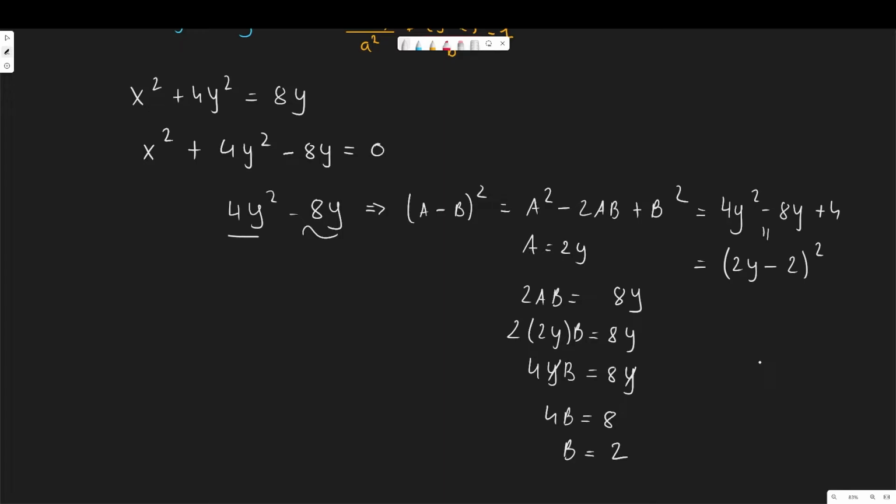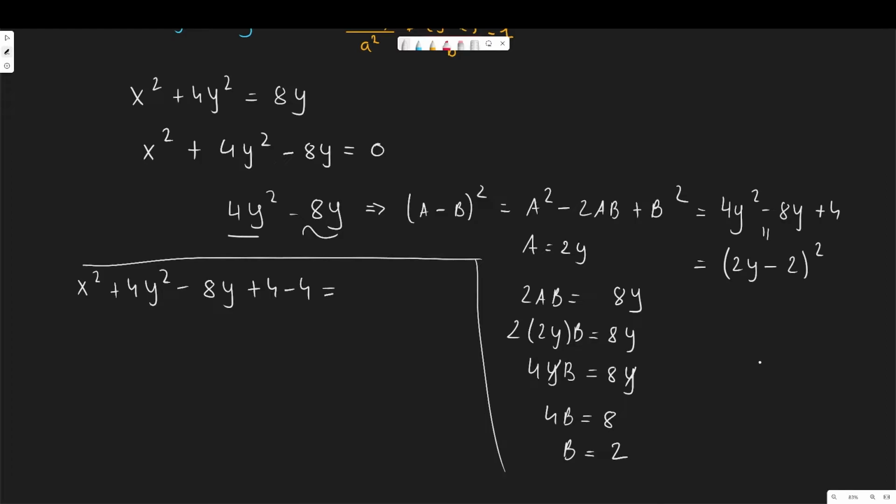But if we want to do that without changing anything of the equation, we have to add 4 and then subtract 4, which is the same as adding 0 to an equation. So everything remains the same. So let's do that. So we'll get that x squared plus 4y squared minus 8y plus 4 minus 4 is equal to 0. So note that we didn't change anything because the 4's will cancel each other out. But now, if you look at this part, we know that this can be written as 2y minus 2 squared. And then we have the minus 4 is equal to 0.